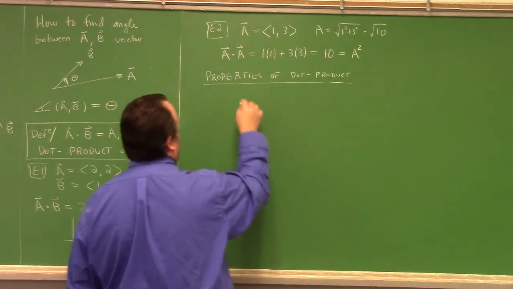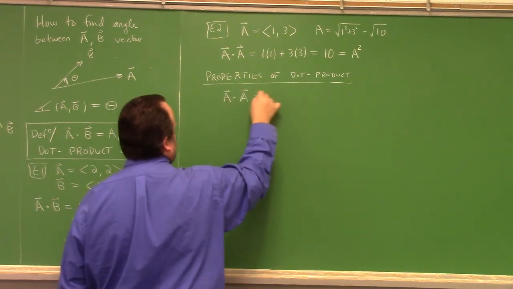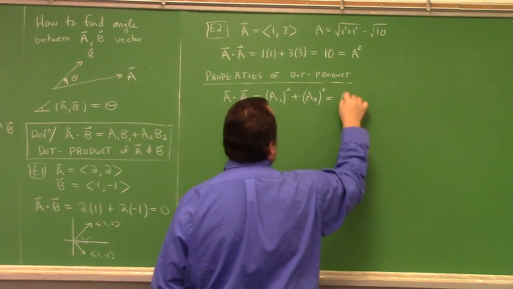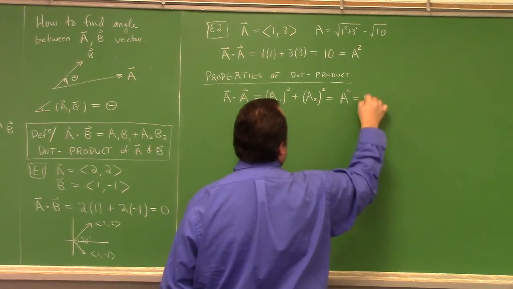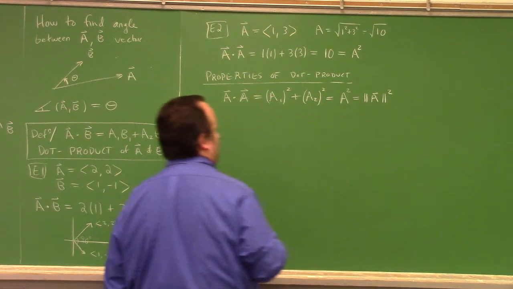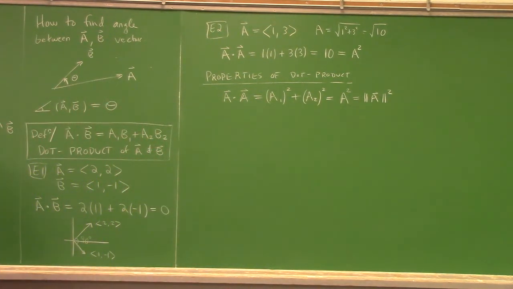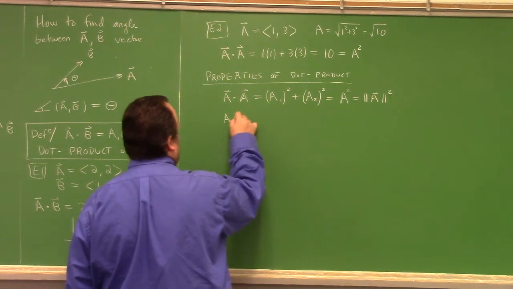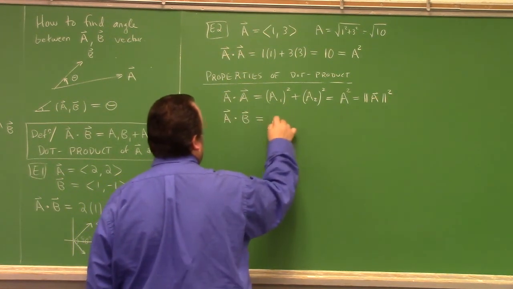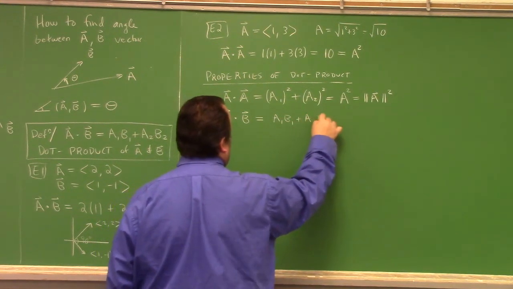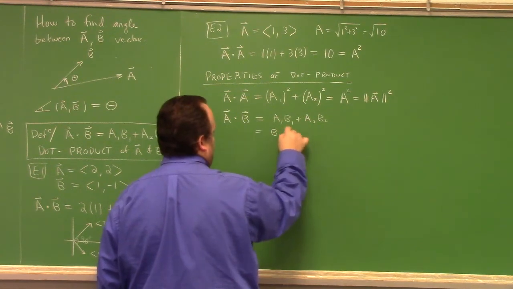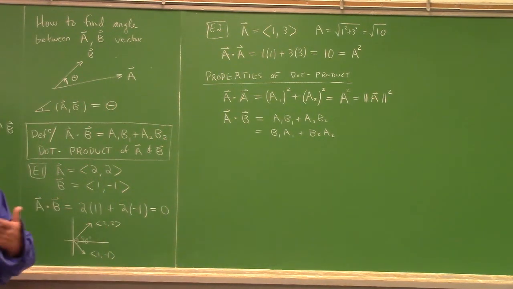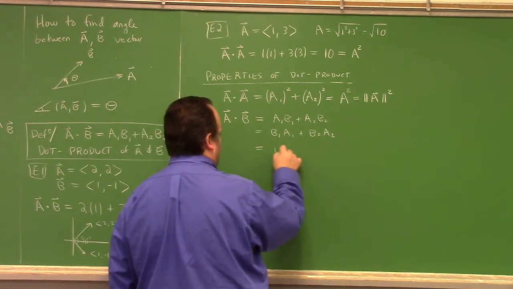Notice, A dot A is A1 squared plus A2 squared, which is the length of A squared. Here's the other notation you sometimes see in math, the length of the vector squared. So the dot product of the vector with itself is the square of its length. That's kind of neat. Another thing we might notice is that A dot B is A1B1 plus A2B2, but that's equal to B1A1 plus B2A2, because these are just numbers. So we can commute the numbers, and likewise we can commute the dot product. So A dot B is equal to B dot A. So it's a commutative product.